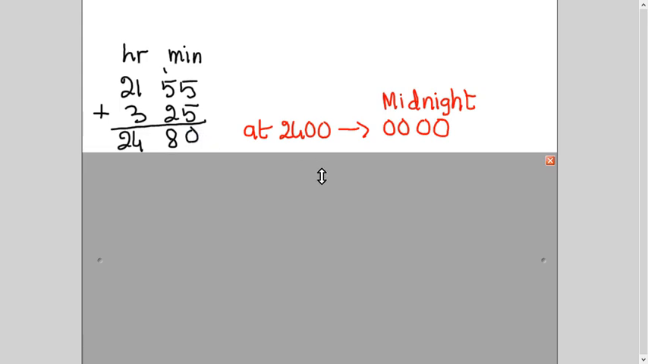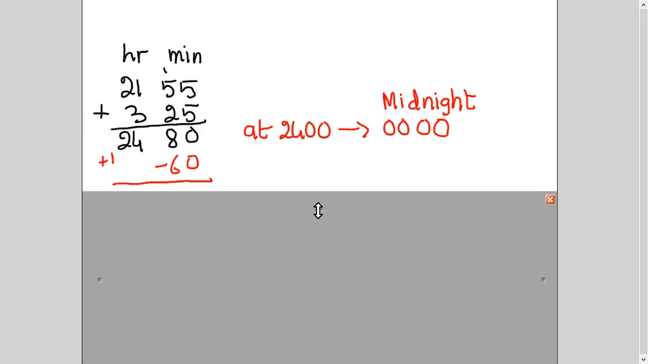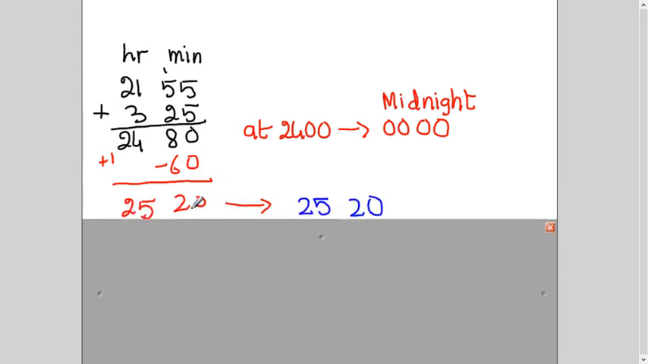So now what will we do? From 80 minutes, first of all, I'll take out 1 hour because I know after 60 minutes, we count it as 1 hour. So I'm subtracting 60 from 80 and it will become 20. Now that 1 hour which I'm taking out, I'm adding into the hours. So 24 plus 1 is 25. So now this time, 25:20, the 20 minutes is fine, but the hour is still not fine.